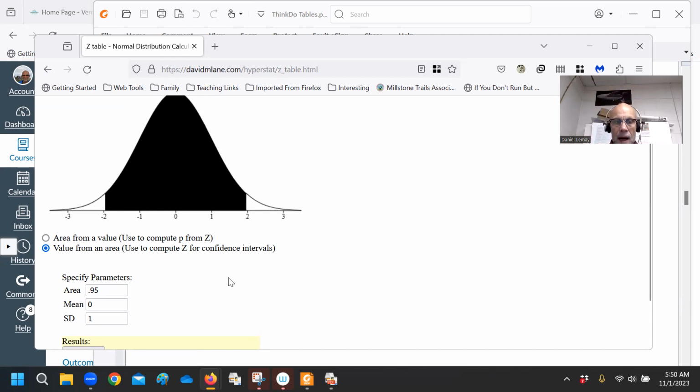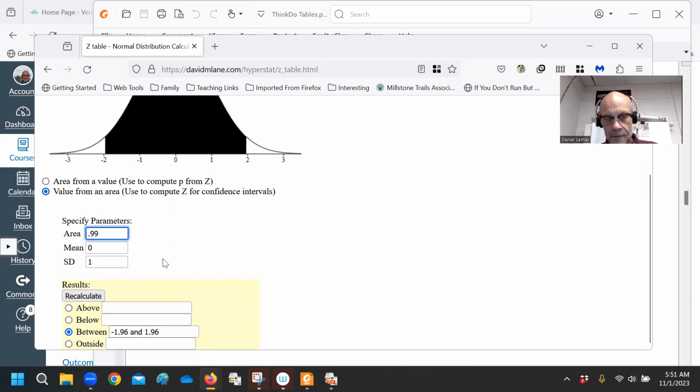Okay. Now, what if I want the critical value for a 99% confidence? Well, you change the area, remember, value from an area, change your area to 0.99 because you want the middle 99%, and you see how it's getting negative 2.576. A little bit different from what the table gives us, but it's within a thousandth. So it's the table's rounding.